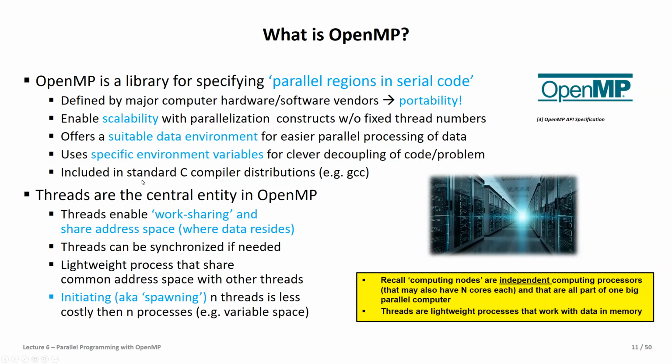Usually, the threads are very central and there's this so-called work sharing between the different threads, and then you constantly use the shared address space where the data is communicated through the different threads. They can be synchronized. They're basically a lightweight process that shares a common address space with other threads, but are not really a big, bold process that we know from the normal Unix idea. So here it's less costly than really having a process running.